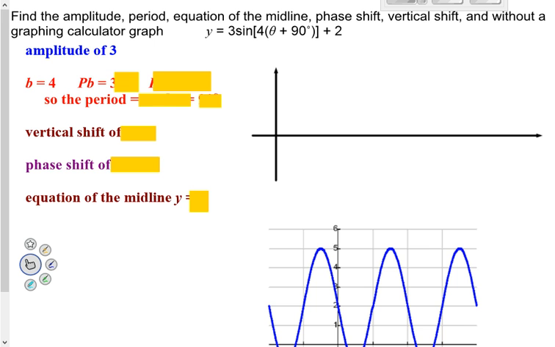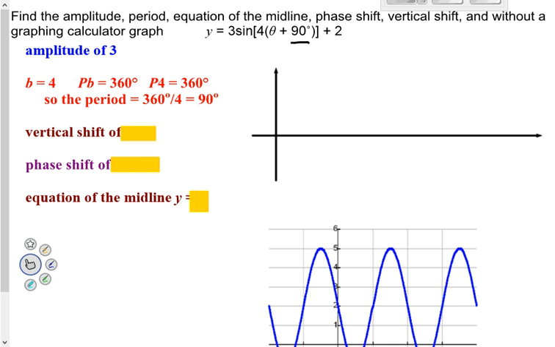So we can use our peanut butter. PB is equal to our normal period. You'll notice over in the equation over here that our phase shift is in degrees. So that means we need to have our period also in degrees. So we're going to go our period times B is equal to 360. So now we'll plug in our B value: our period times 4 is equal to 360. Then we'll solve it for our period, divide by 4, and we get 90 degrees.